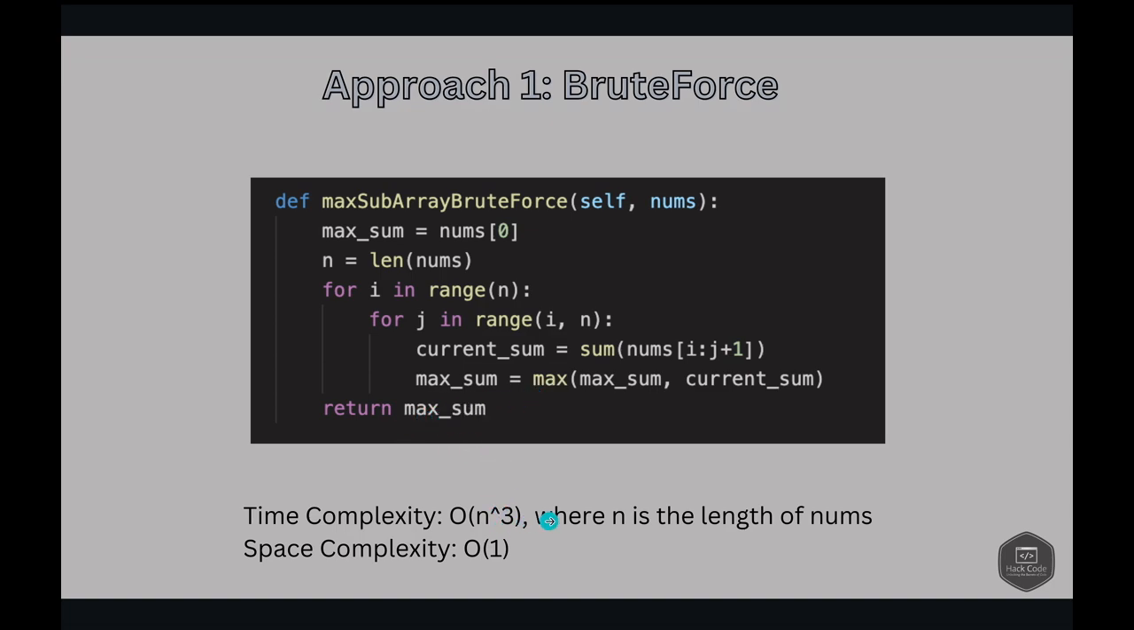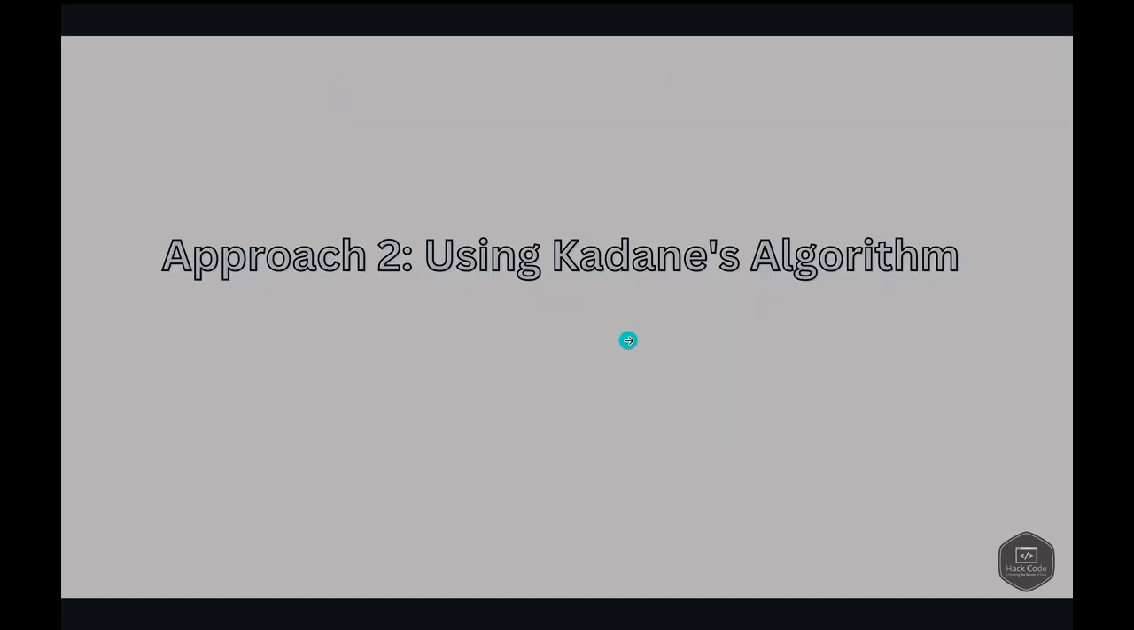Here the time complexity is O of n cube, where n is the length of nums, and the space complexity is O of 1. Why n cube? There are only two loops, but the sum also does an O of n operation. So it's two loops and the sum, which makes it n cube. The next approach is using Kadane's algorithm. What's Kadane's algorithm?